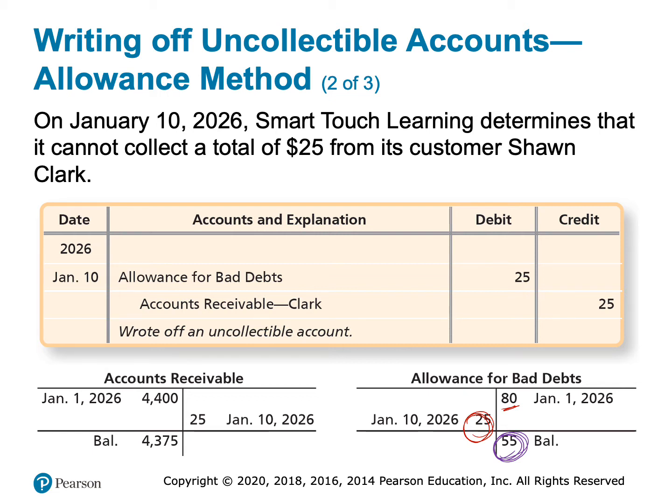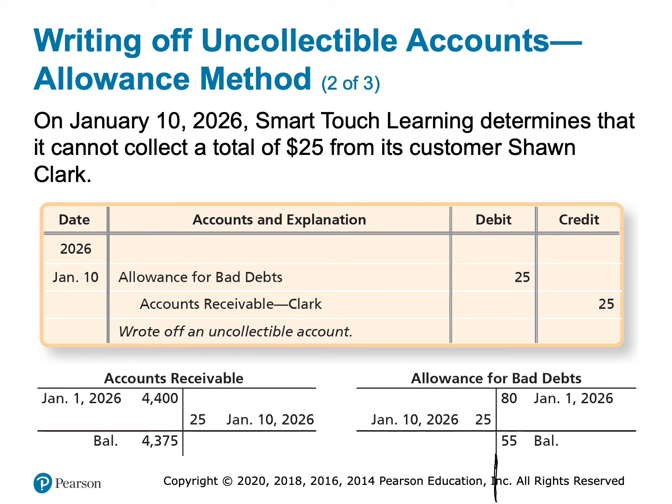If I guess exactly correct, then at the end of the year, allowance for bad debt will have a zero balance. Okay, let me say that again so you can jot it down. If I guess exactly correct, at the end of the year, allowance for bad debt will have a zero balance. If I have underestimated my bad debt expense, meaning I have to write off more than $80 worth, then let's look at how this would work here.